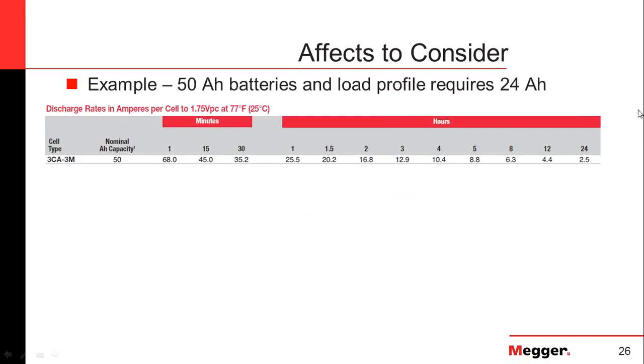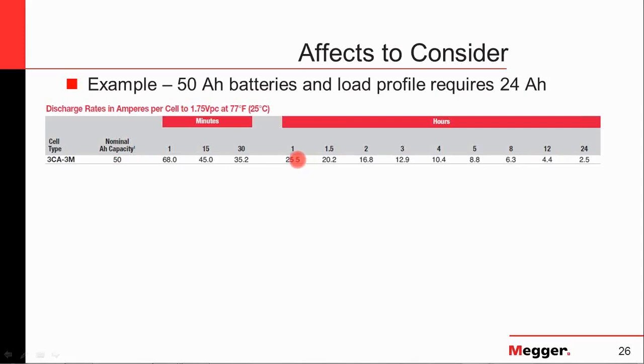Now, let's go through an example on the depth of discharge. I have a 50 amp hour battery, and my load profile requires 24 amp hours. So I need to remove 24 amp hours from this 50 based on my load criteria. This is an example of a discharge curve, and we're not going to look at the minutes.